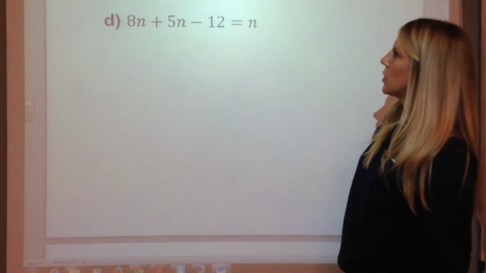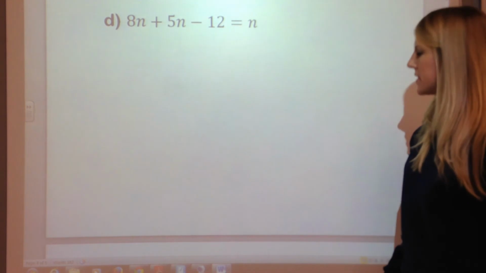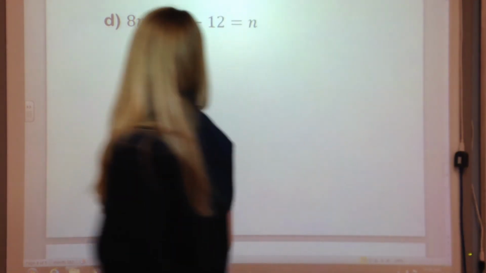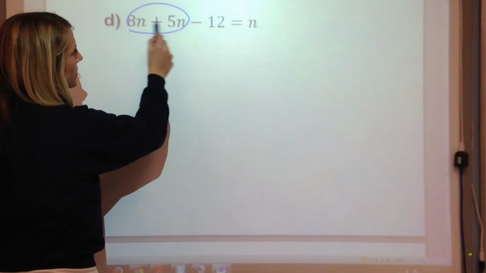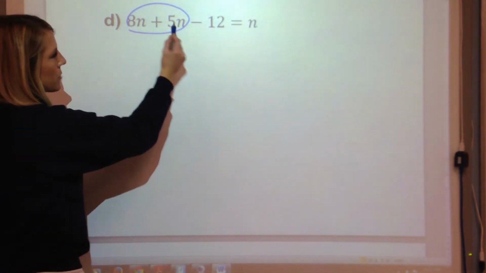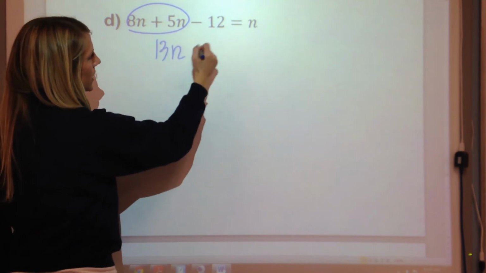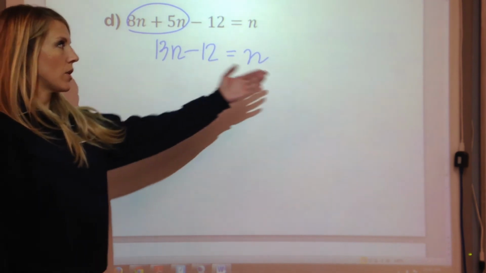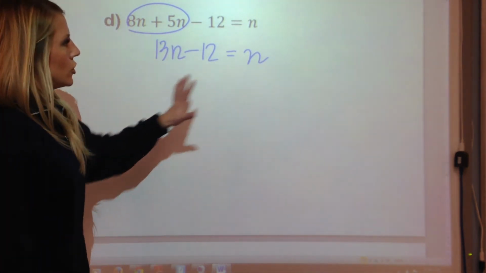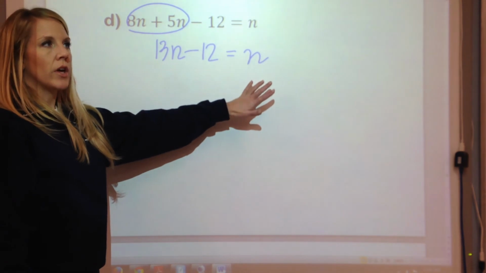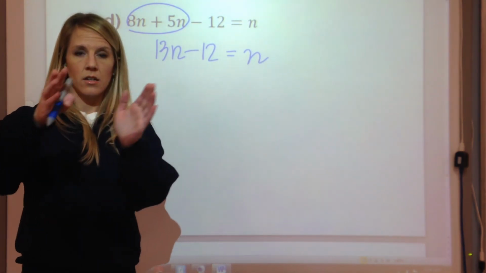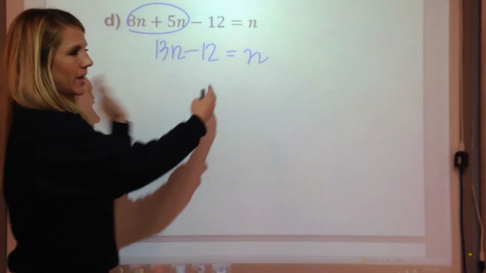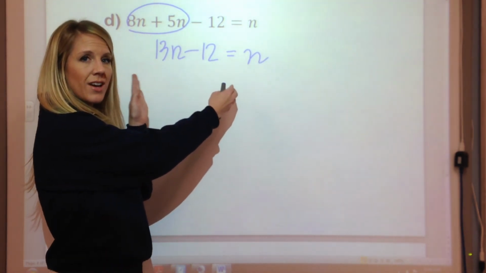8n plus 5n minus 12 equals n. So I look at the left side. Can I simplify? Can I condense anything? Absolutely. I have like terms. I have 8n plus 5n. Same exact variable, same exact exponent. So 8 plus 5 is 13. So I get 13n minus 12 equals n. Can I simplify the right side? No. So what makes the most sense in this equation, knowing the goal is to get the variable to one side, constants to the other? Well, if I subtract n, now I've got the variable and the number, the constant, on one side.